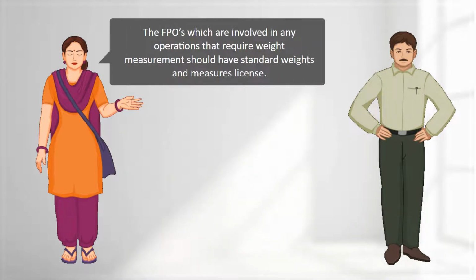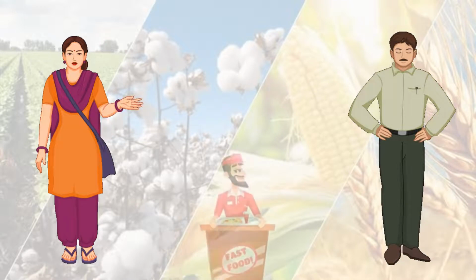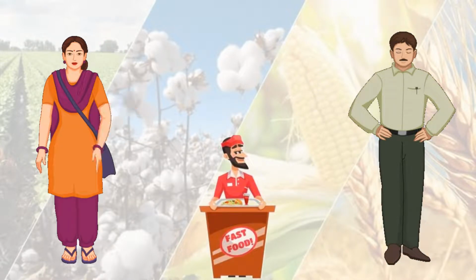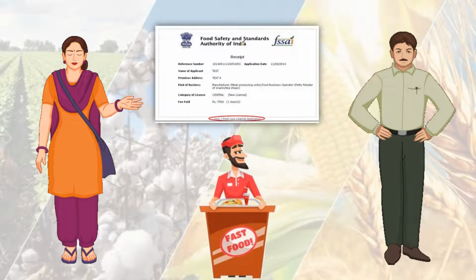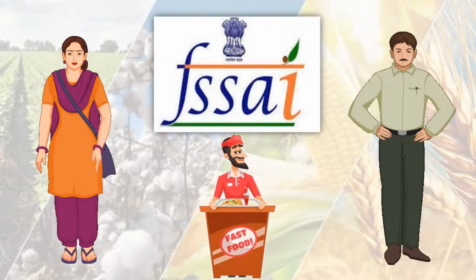The FPOs which are involved in any operations that require weight measurement should have a Standard Weights and Measures license. Under the Legal Metrology Act 2009, the Department of Consumer Affairs is authorized to issue this license. The FPO involved in the processing of agriculture commodities or processing food items should have a food processing license which is provided by the Food Safety and Standards Authority of India, FSSAI.